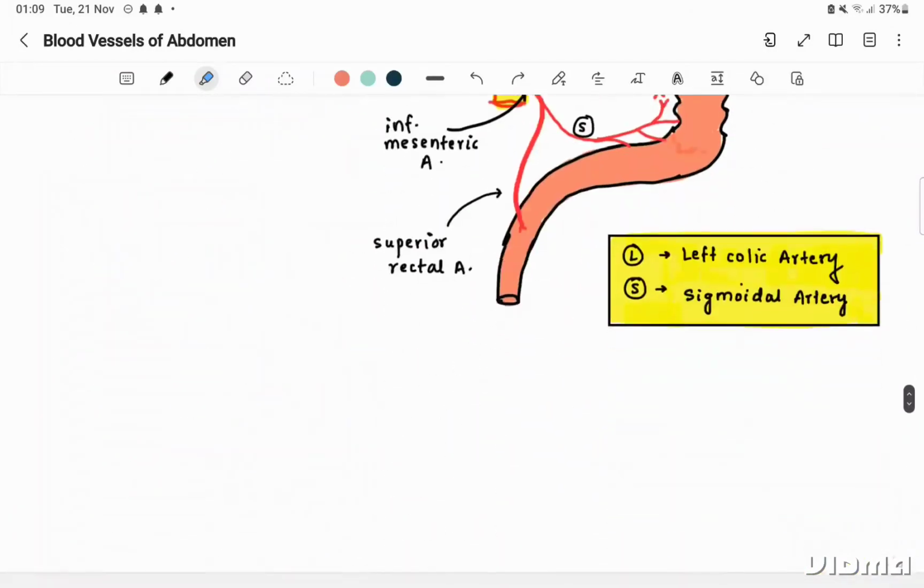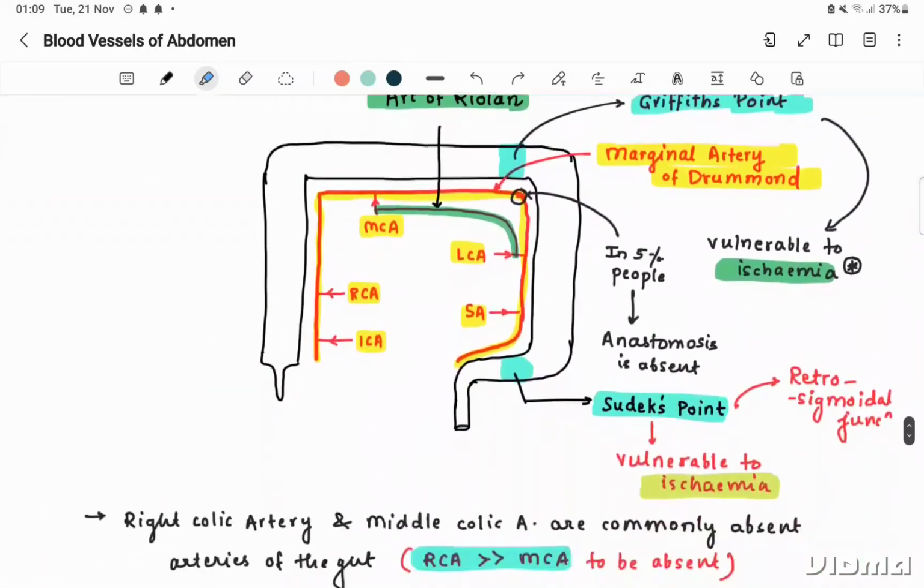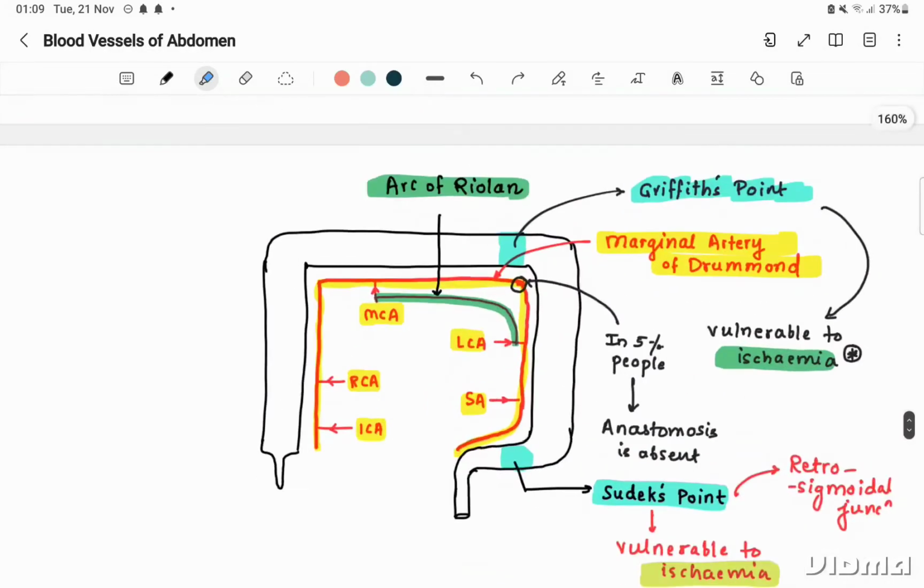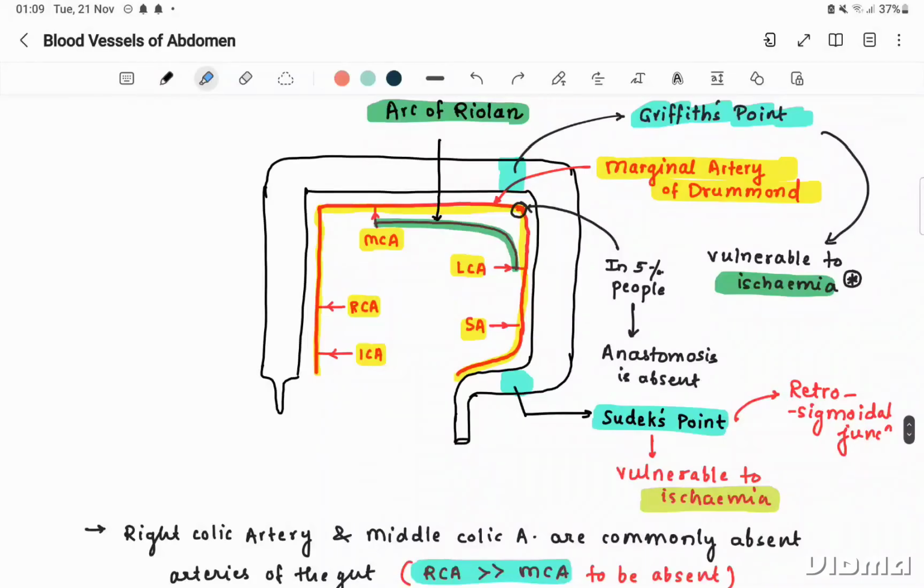Okay, so this completes the blood vessels of the... no, we have another thing. Okay, I left this thing. Yes. So let's talk about the arc of Riolan. What is the arc of Riolan?